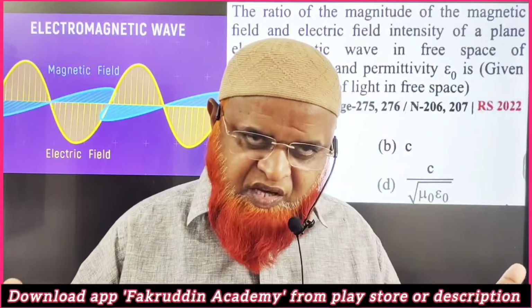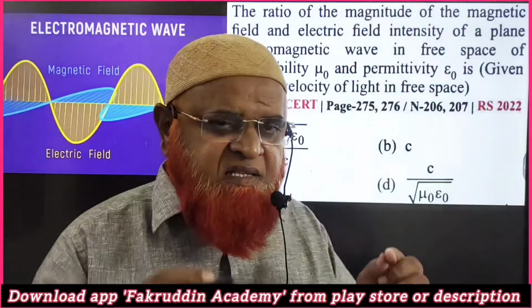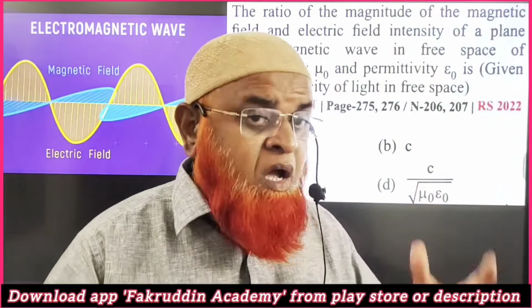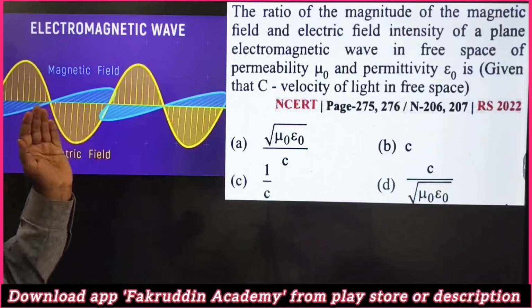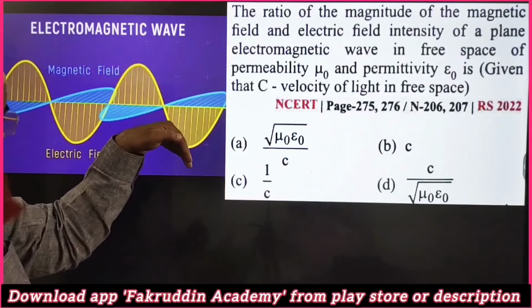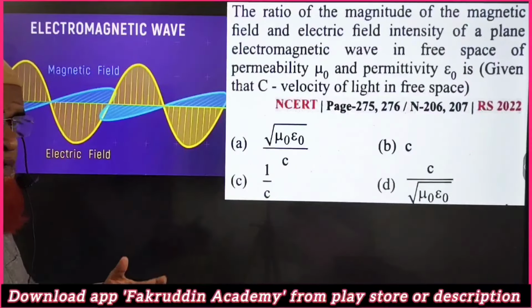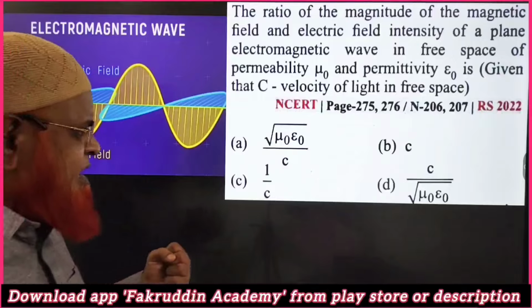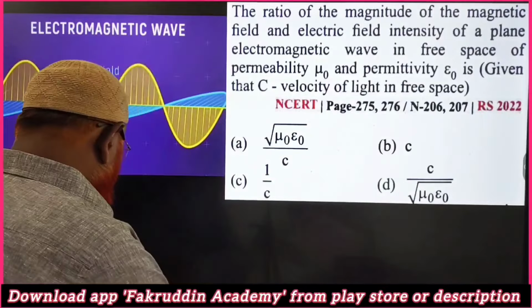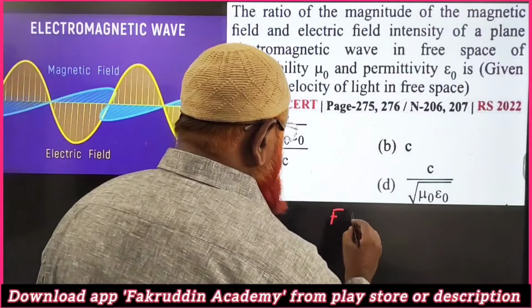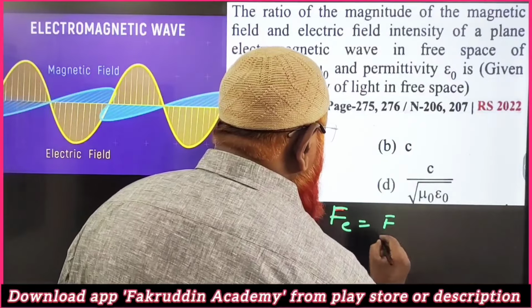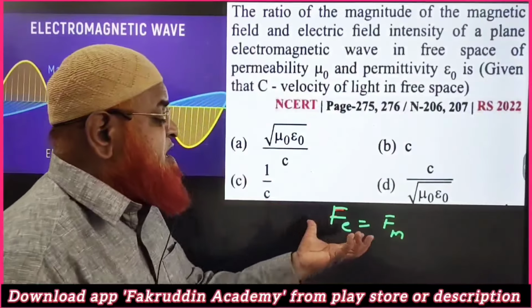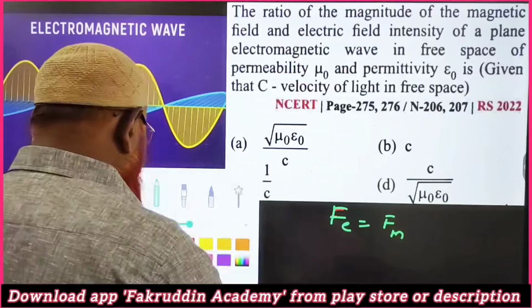Welcome to 1 minute series. This is the question asked in previous year 2022 in NEET. Let me discuss an electromagnetic wave in which there is a magnetic wave and an electric wave. Both are mutually perpendicular to each other. But you should know one thing, that force due to magnetic field is equal to force due to electric field. Force due to electric field is equal to force due to magnetic field.